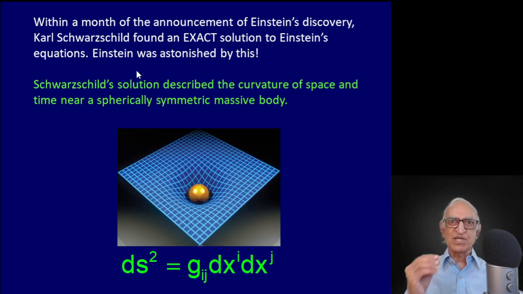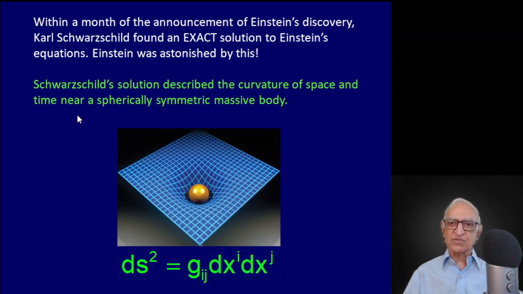And immediately, he was able to find a solution to Einstein's complicated set of differential equations. Not only did he find a solution, he found an exact solution to Einstein's equation. So he sent a postcard from the war front to Einstein describing the new solution. Einstein almost fell out of his chair because he really believed that it was extremely unlikely that anybody would ever be able to find an exact solution to his complicated set of equations. And yet, Schwarzschild had found the solution. So Einstein went before the Prussian Academy of Sciences in Berlin and read this new discovery of Schwarzschild on behalf of Schwarzschild.